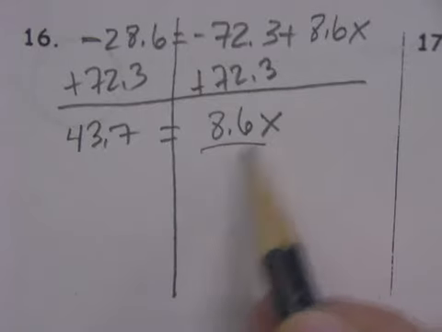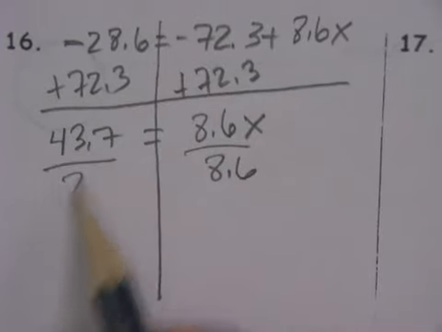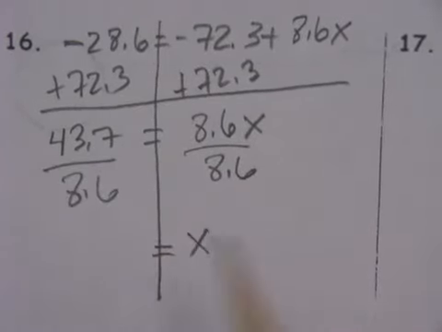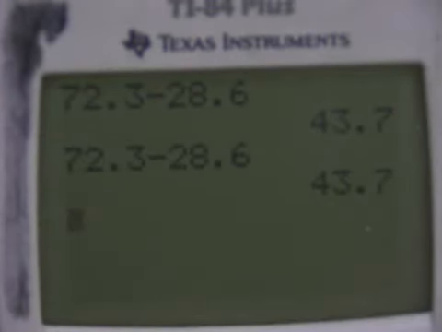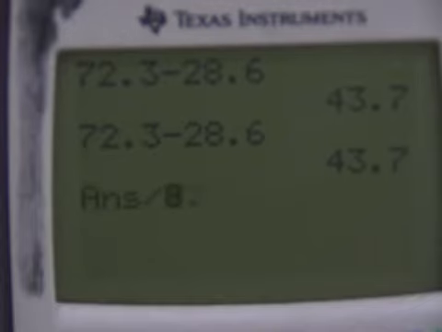And then we have to divide by 8.6. And then I divide 43.7 and 8.6. So I'll show my calculator up here. So divide this by 8.6. And there's what I get. I get the 5.08.